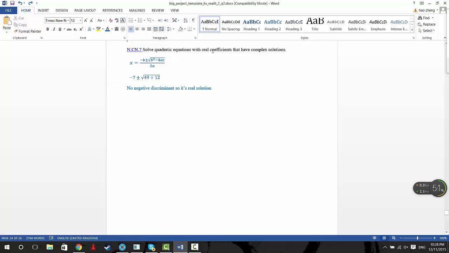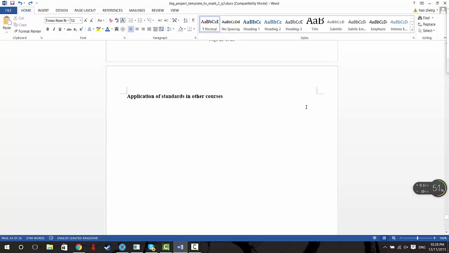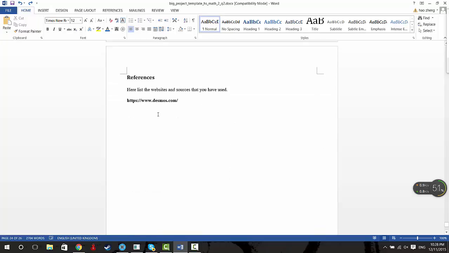quadratic equations with real coefficients and complex solutions. Here's the example of a non-negative discriminant, so we use a real solution. You see here, and there's the one where we put I inside. So yeah, and here's the reference.